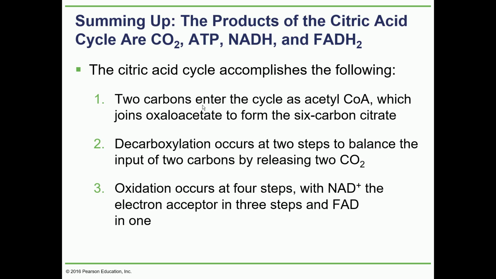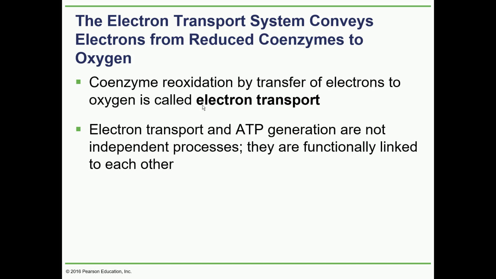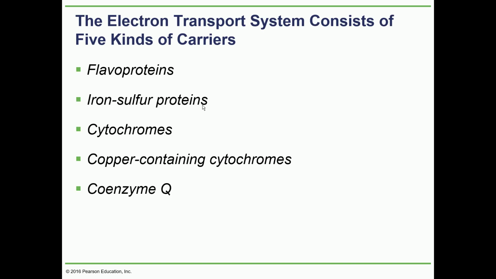So now we are going to talk about all these electron carriers. They are taking these electrons to the inner membrane of mitochondria, and in the inner membrane of mitochondria is embedded the electron transport chain. And we are going to talk about these proteins. They actually are present in the form of some complexes. So let's talk about the different kinds of proteins which are present in the electron transport chain. They involve flavoproteins, iron sulfur proteins, cytochromes, copper containing cytochromes, and coenzyme Q.